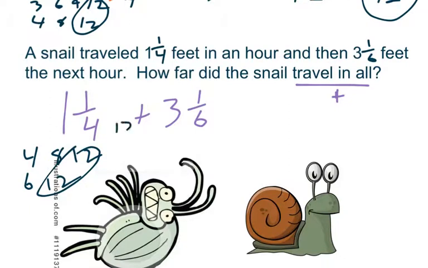And how do I get from 4 to 12? Just triple it, or multiply by 3. And then 1 times 3 is 3/12. And then 3 1/6, if I just double the 6, I get 12. And double the 1, and I get 2.